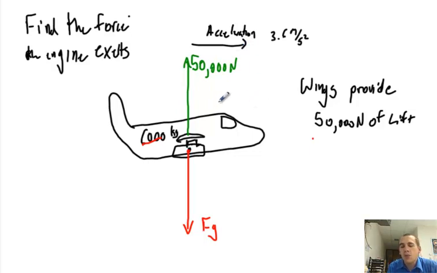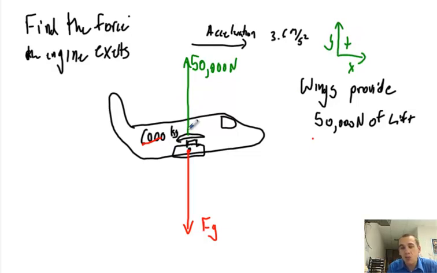Now, the plane is actually accelerating forward, or to the right, at 3.6 meters per second squared, and I'm establishing my frame of reference when I say that. I want the positive x direction to be the direction of acceleration, so I'm going to establish it like that. Y is, of course, perpendicular to x.